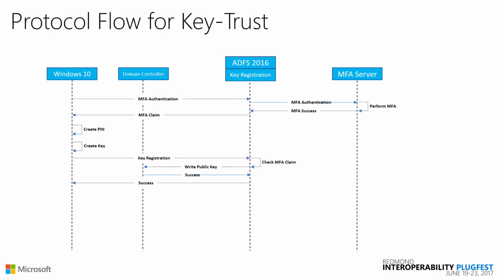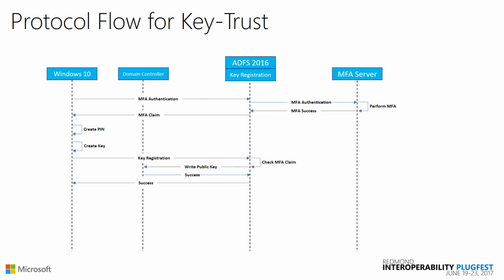If you notice the line going from Windows 10 to ADFS, the reason is that when the key registration request goes, it also goes with the claim token that we got in the second step. So it checks the claim. If it is coming from the proper computer, it will send an LDAP request to the domain controller to write the key in the user object. The key will be written, a success will be returned to ADFS, and a success will be returned to Windows 10, and that will finish the key trust provisioning.